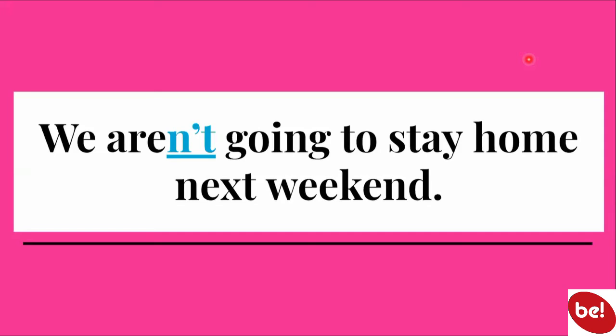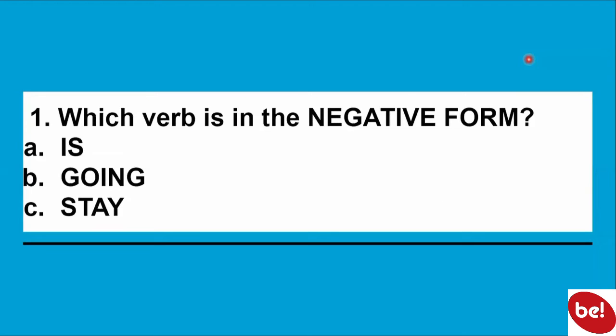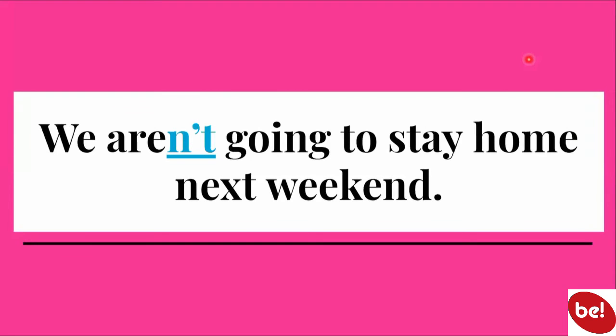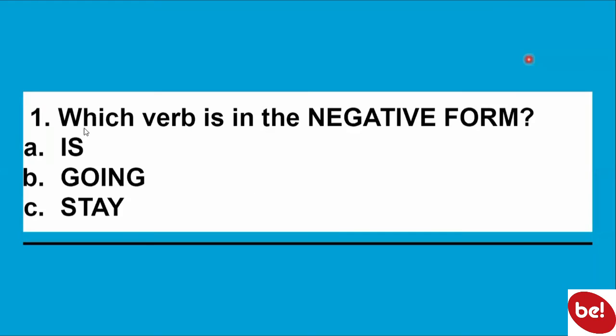And now we have the negative form. And you see in blue, there's something different. So what is different? Which verb is in the negative form? Is, going, or staying? So it's the verb to be, okay? The verb that always suffers the alteration is the verb to be. So it will change depending on the person. It will change if it's a negative sentence, okay?